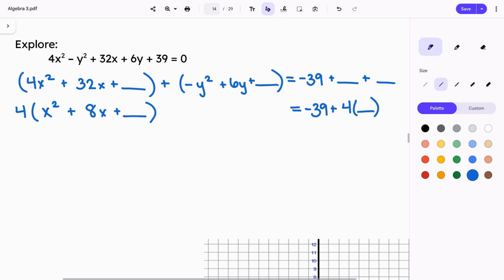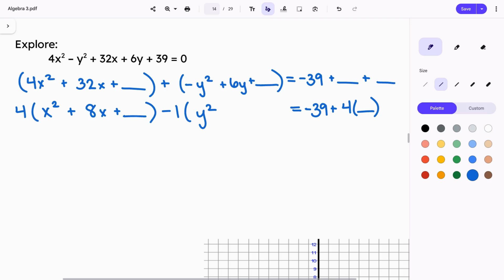Now in the middle, there's not maybe like a 2 or a 3 or a 4 that we can take out, but I do see a negative there. It'd be nice if we could get that negative out of the way. So if I take a negative 1 out, that would make the y squared become positive. What happens to the 6y? It's going to become negative.